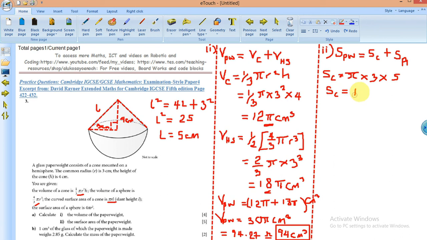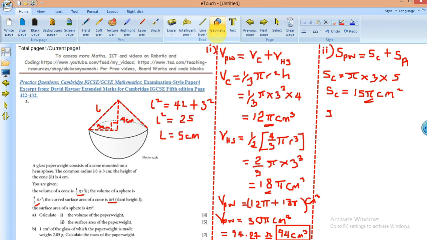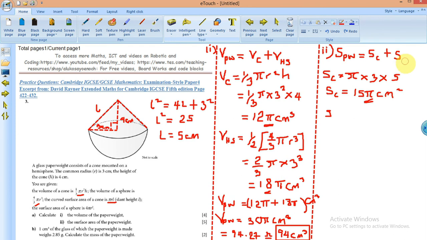Now this is surface area, so the unit will be cm squared, right? Okay, this is not the final answer, so let's just skip it. So let's go for the surface area of hemisphere. My hemisphere should be something like HS, right? So let me just change it to HS, just to be consistent. So surface area of hemisphere.